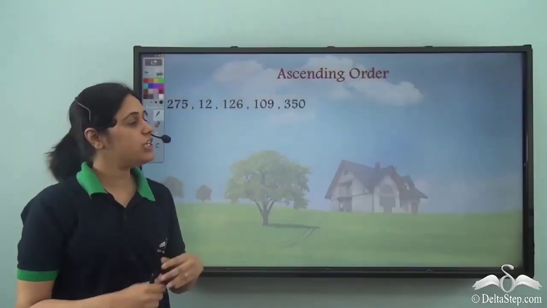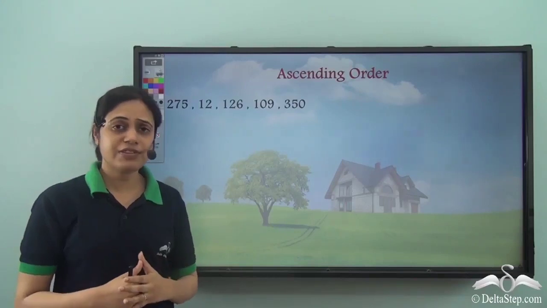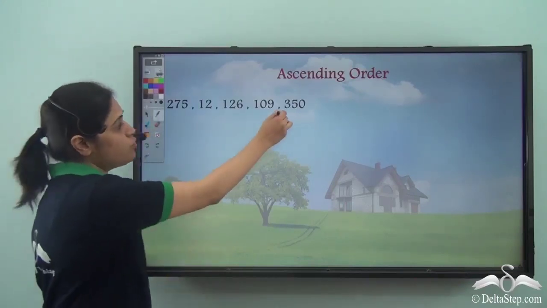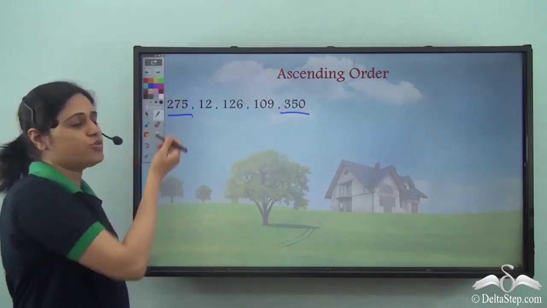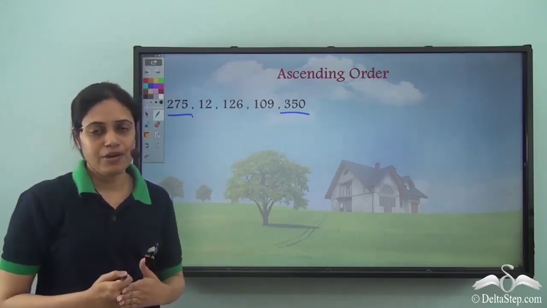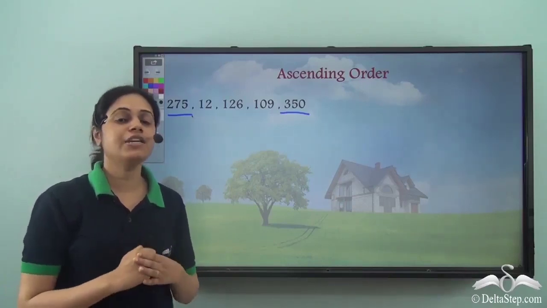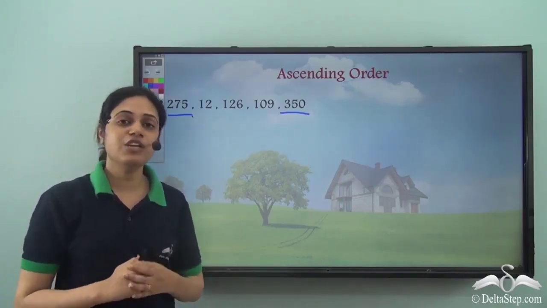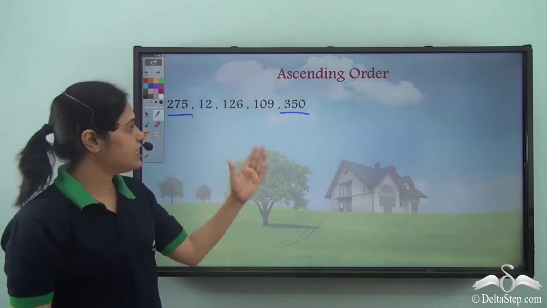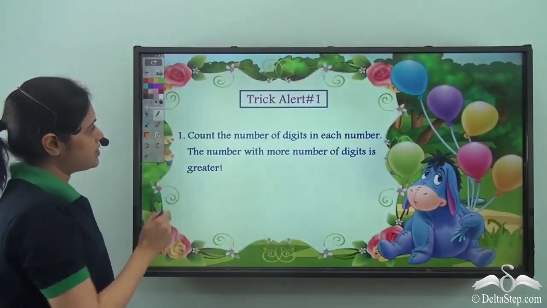Will you count till you reach or cover all the numbers? Well, it will be very difficult because you have huge numbers like 350, 275. So counting them will take a lot of time. Do you recall the tricks which we learned while comparing two numbers? We can use those tricks for arranging the numbers in ascending order. So let's revise the tricks.